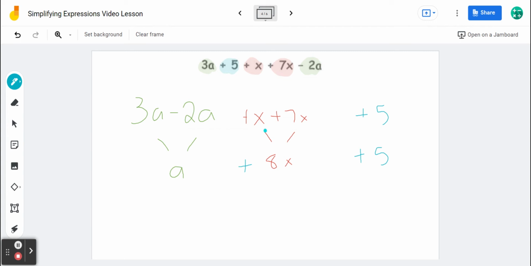So this is my simplified expression. I got it from 5 different terms to 3 terms. And this would be A plus X plus 5. And this is the final answer.